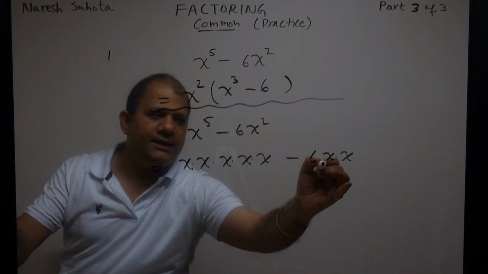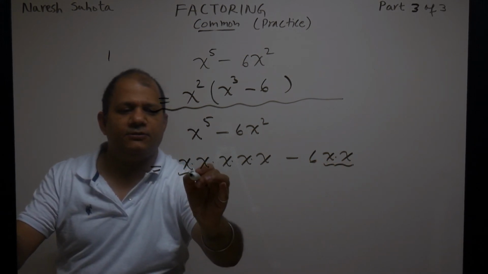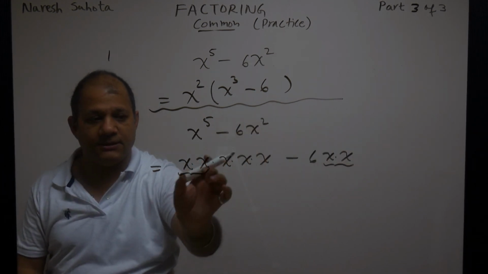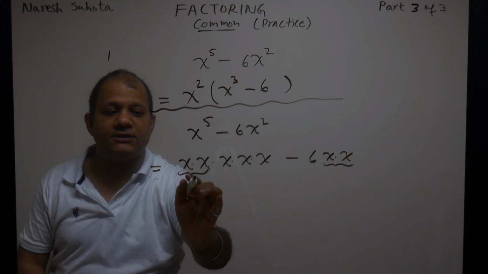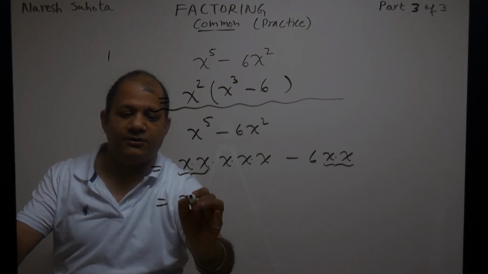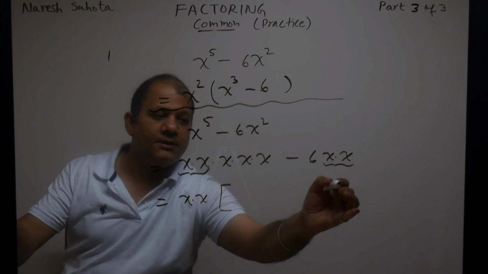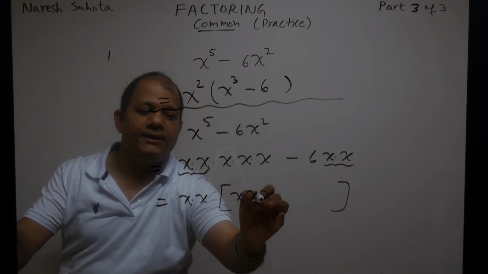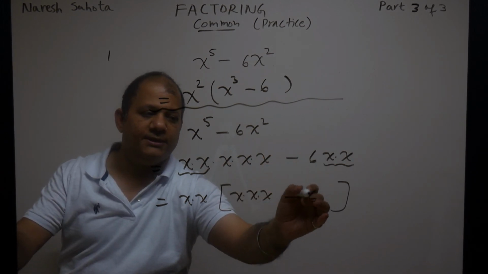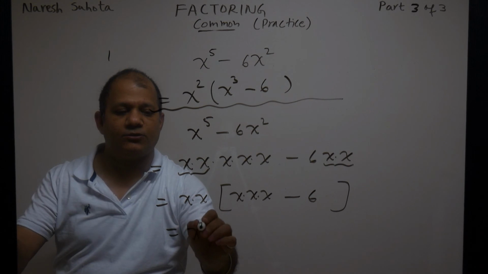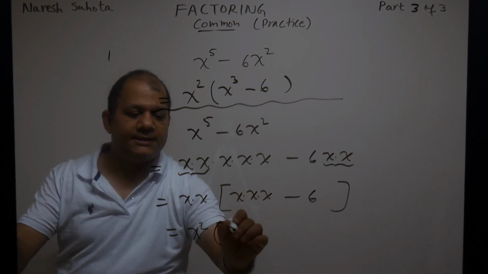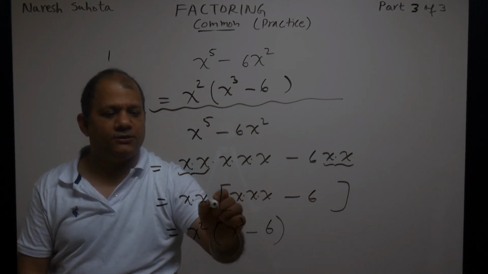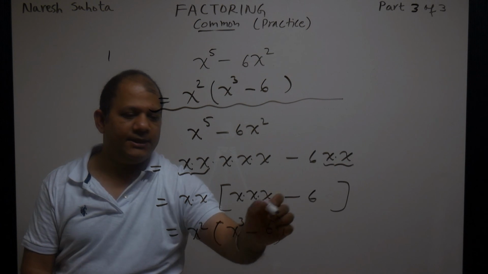So now remember, in here I only have 2 x's. So that means that's all that I can pull out, right? So from this I can only pull out 2 x's, and in this term I have 5 x's. So this is what I'm going to pull out. So that's my common factor, x times x. Right, so I pull that out, and then what I'm left with inside is the 3 x's, and here I'm left with minus 6. So this is x squared, and this is x to the 3 minus 6.